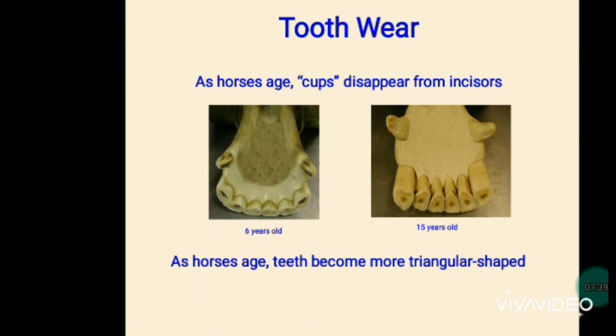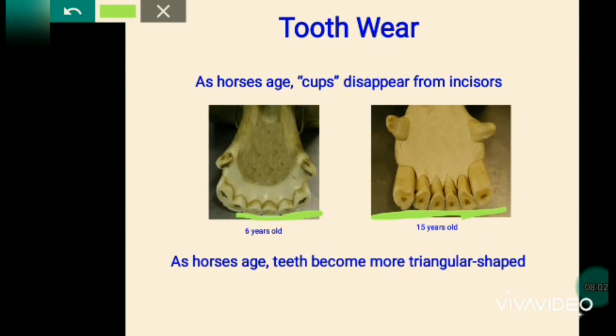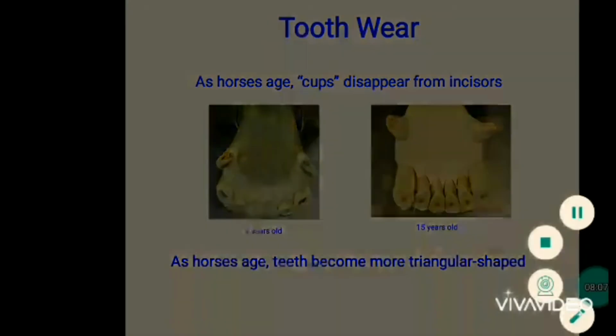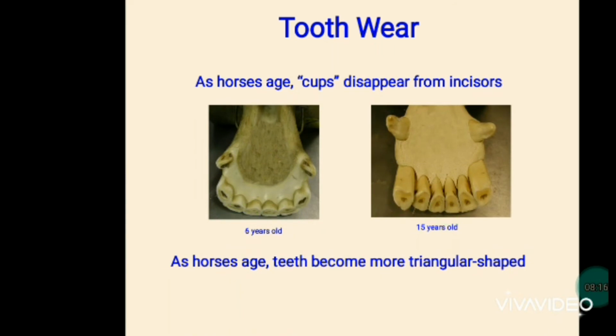Now the tooth wear. What is known as tooth wear? As a horse ages, the cusps disappear from the incisors. The cusp is also called the infundibulum, and it will disappear. Here you can see the cusps are very well marked, and on this side the cusp has disappeared. The teeth also become more triangular. Here it is oval, and here it looks triangular. So this is a 15-year age, and this is a 6-year age.